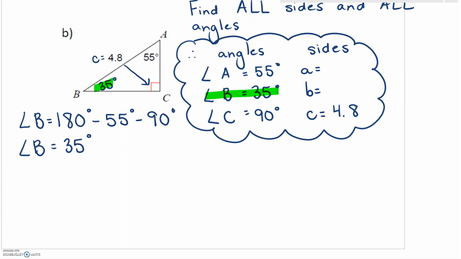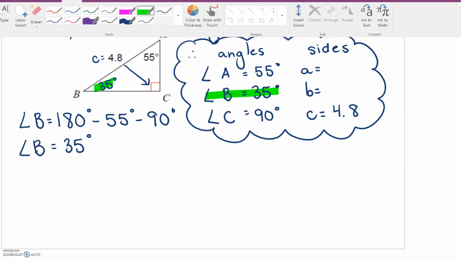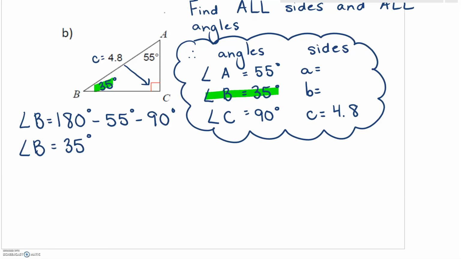Now I have 2 sides that I need to find. Normally, if you have a right angle triangle, you're either using SOHCAHTOA to find a side, or you're using Pythagorean theorem. The problem is I only have one side, which means I cannot do Pythagorean theorem. So I'm just going to go ahead and find side A.